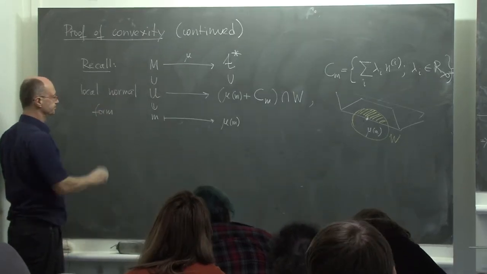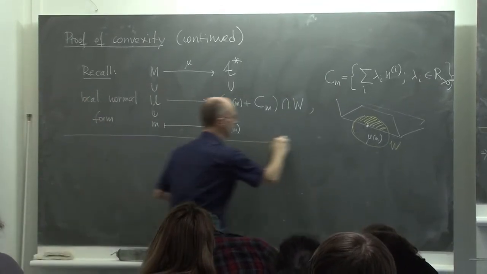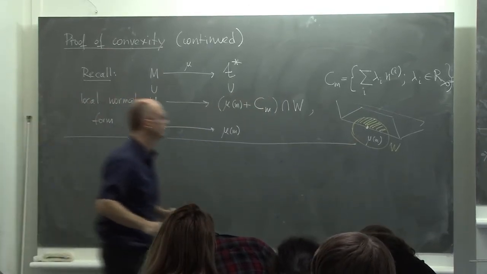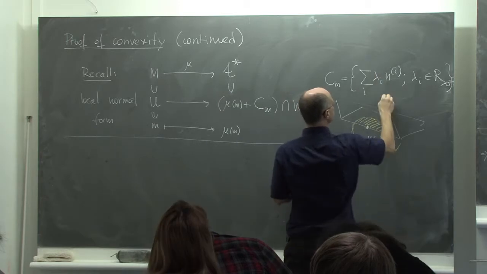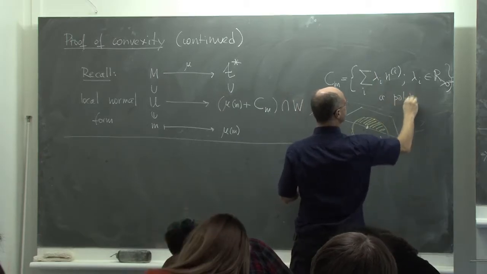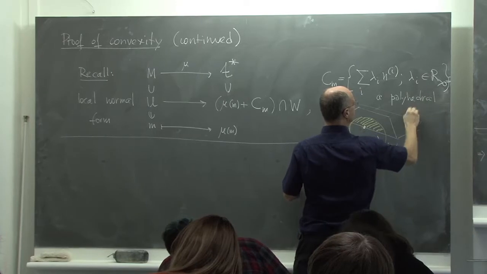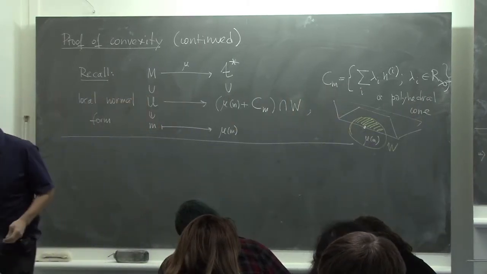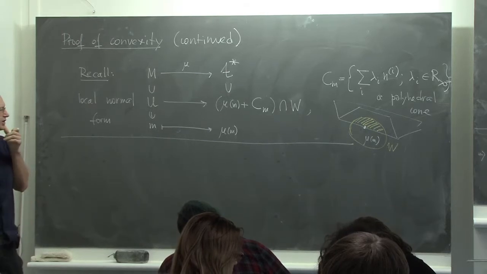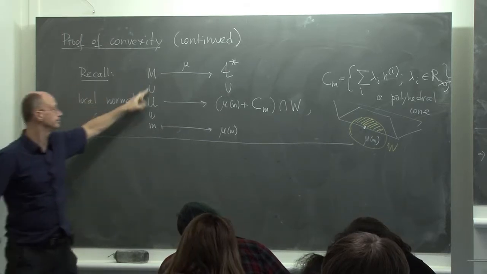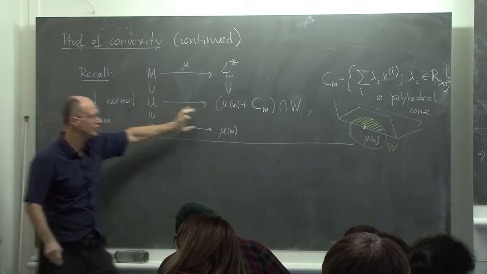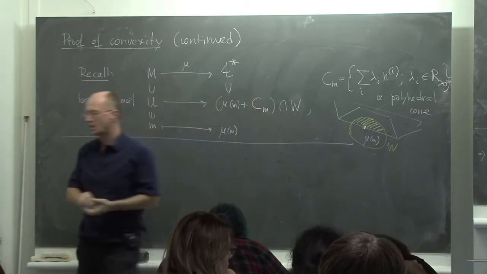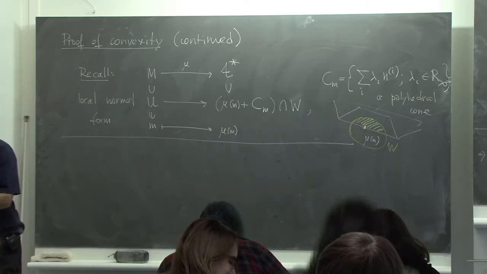Local normal form. So that's a polyhedral cone. From this we now want to conclude on the global structure of the image, right? So we know how it looks locally. Now we want to glue our knowledge together.